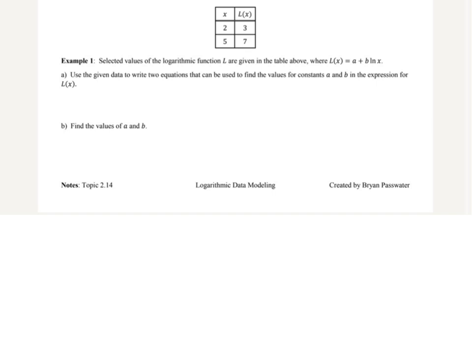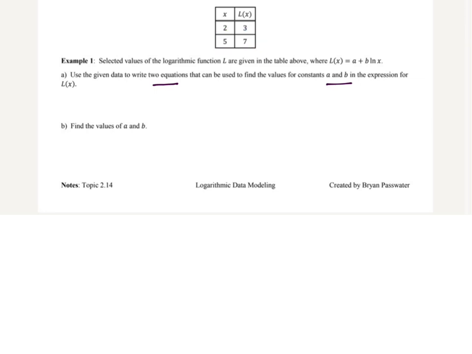It says selected values of the logarithmic function L are given in the table above, where L of x is equal to a plus b natural log x. Use the given data to write 2 different equations that can be used to find the values for a and b. Okay. So we're not going to do it on the calculator just yet, because they want us to do this by hand at this point. We want to write 2 equations given this data set right here, where we see x and L of x. Are y'all with me? Okay, so all we have to do first is write the 2 equations.